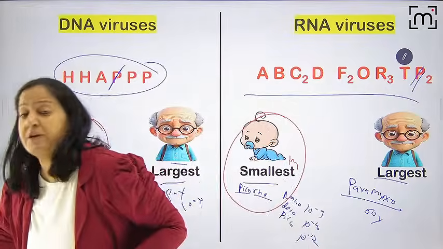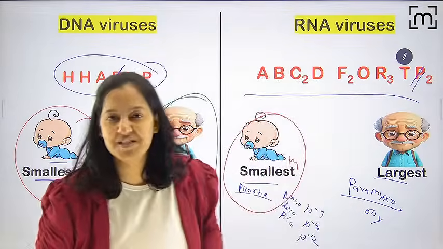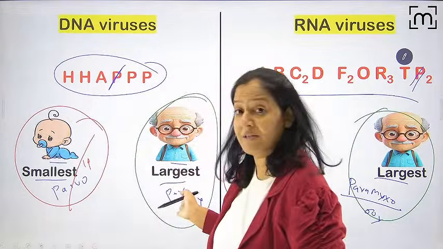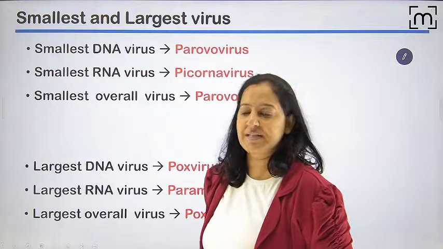Now the competition between the 2 grandfathers. Who is the more senior citizen, Mr. Pox or Mr. Paramyxo? Of course, Mr. Pox, 100 years old. So here also the DNA one is the overall largest. So, 6 questions, 6 answers.